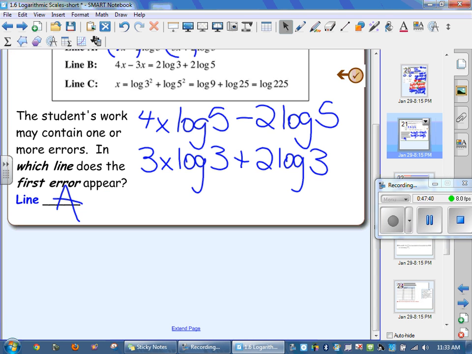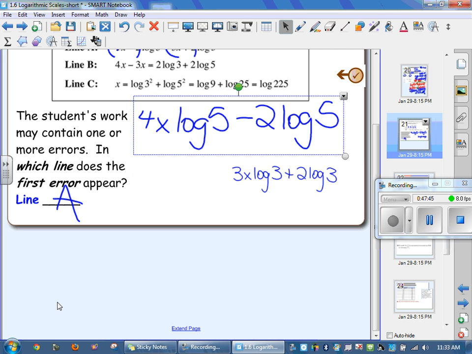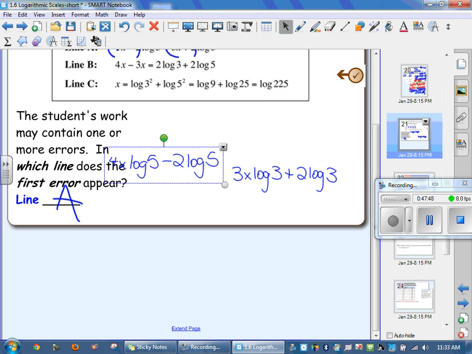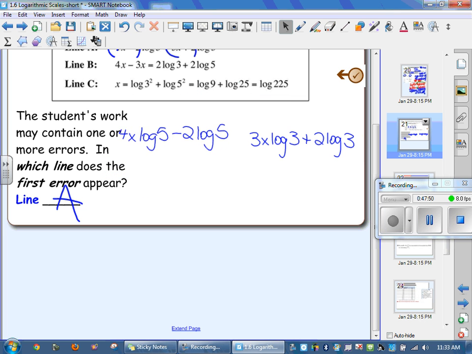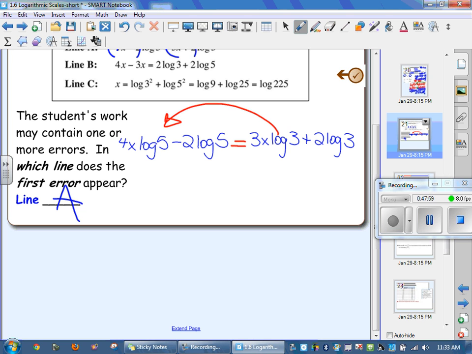Okay? At this point, you're going to bring the 3x log 3 to the left. You're going to take the guy without x to the right, so the negative 2 log 5 to the right. Okay? This is back from lesson 3 and 4. So we're going to get 4x log 5, who originates on the left. If he starts on the left, he has to be written first on the left. Then our positive 3x turns to a negative 3x log 3 on the left. Okay, there's our left-hand side.